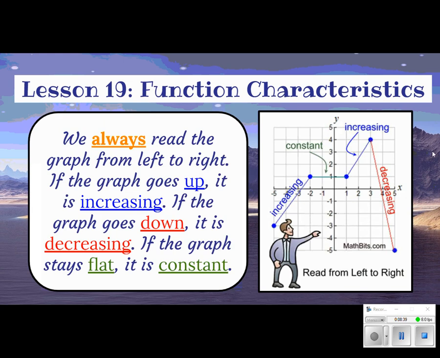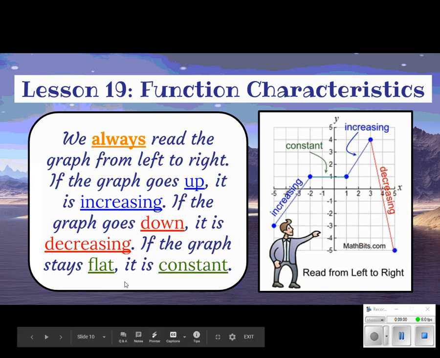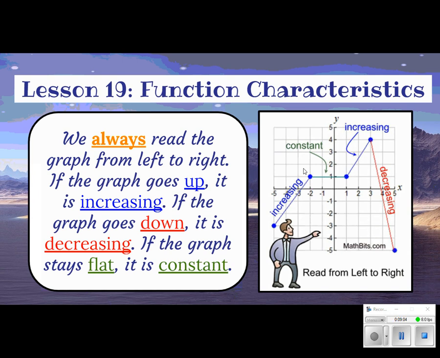All right, we always read the graph from left to right. So if the graph is going up, it's increasing. If you see here in this picture, I have an increasing part because it's going up as I go from left to right. There's another increasing part here. And if the graph is going down as I read it from left to right, it's decreasing. And if it stays flat, it's constant. Okay, so I have increasing, constant, increasing, decreasing.